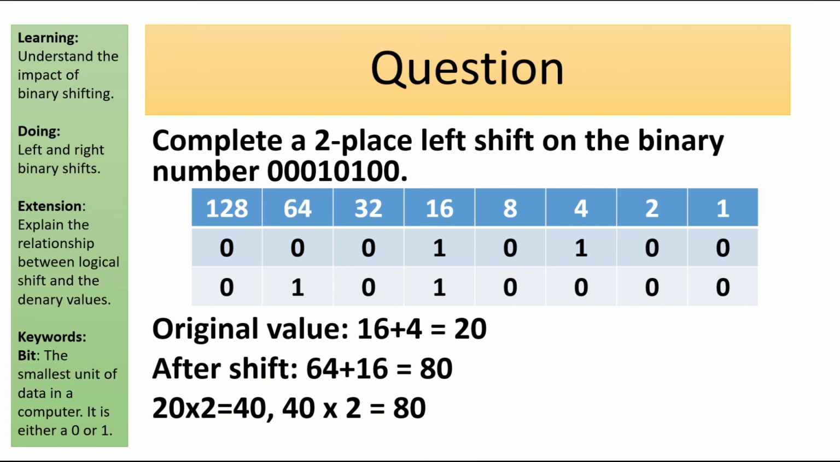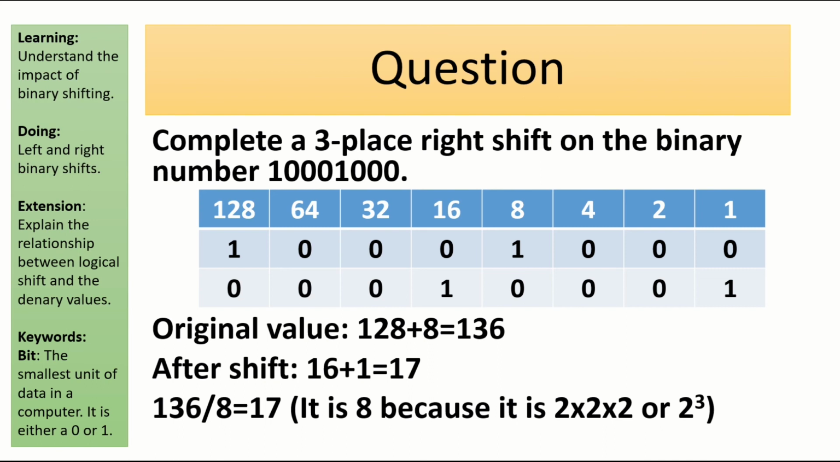Another example, just to quickly get your head around. So complete a two-place left shift on the binary number 00010100. So this is equal to 16 plus 4 is 20. And then when we shift it up two places, so we're going 1, 2, 1, 2, and the rest is zeros, which is infilling those. So original value is equal to 20. After the shift, we're equal to 80. So 20 times 2 is 40. 40 times 2 is 80. And we get our answer.